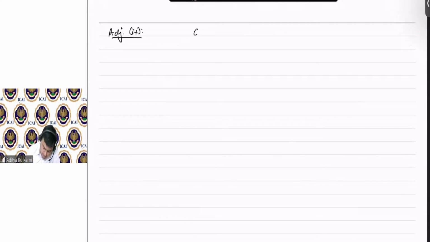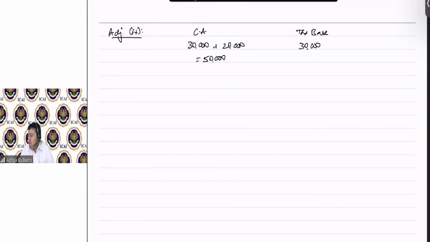Adjustment 9. Okay. Carrying amount 30,000 right now. This will be increased to the fair value of 50,000. Tax base will remain at 30,000. There you will not increase. You will not increase. And therefore, you are going to treat it as having a tax base of 30,000. So carrying amount is greater than the tax base gives rise to a deferred tax liability. इसका DTL भी होगा, इसका DTL भी होगा.